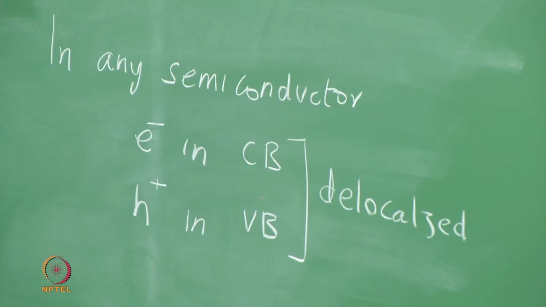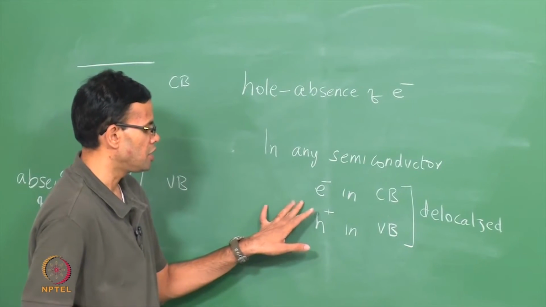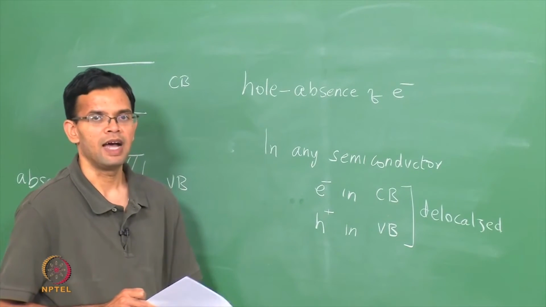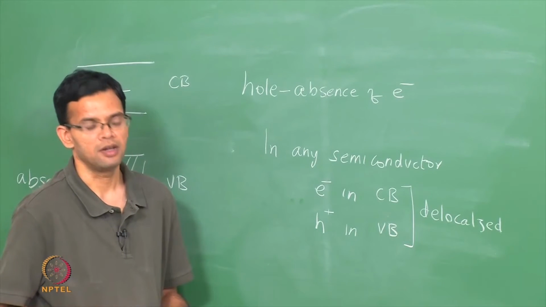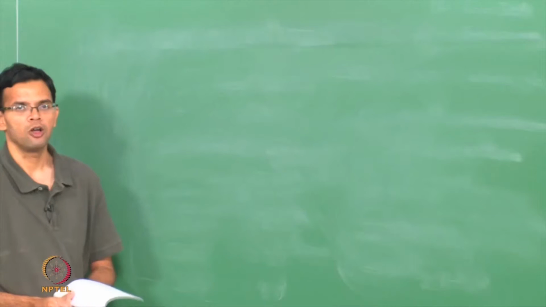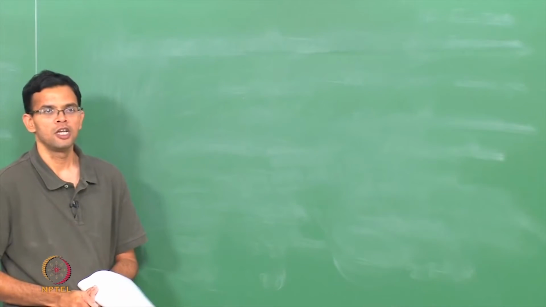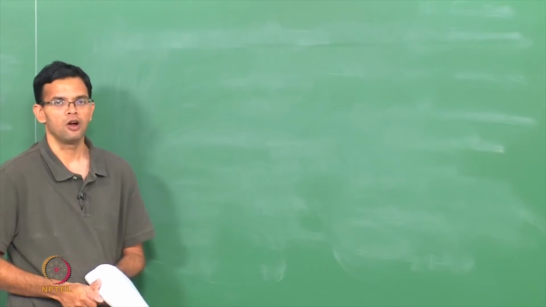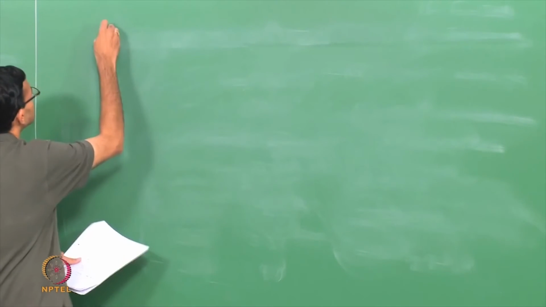So, when you apply an electric field to a semiconductor, the electrons can move in the conduction band, the holes can move in the valence band, and this gives rise to current. So, along with this concept of electrons and holes, we will also introduce a new concept called electron effective mass.